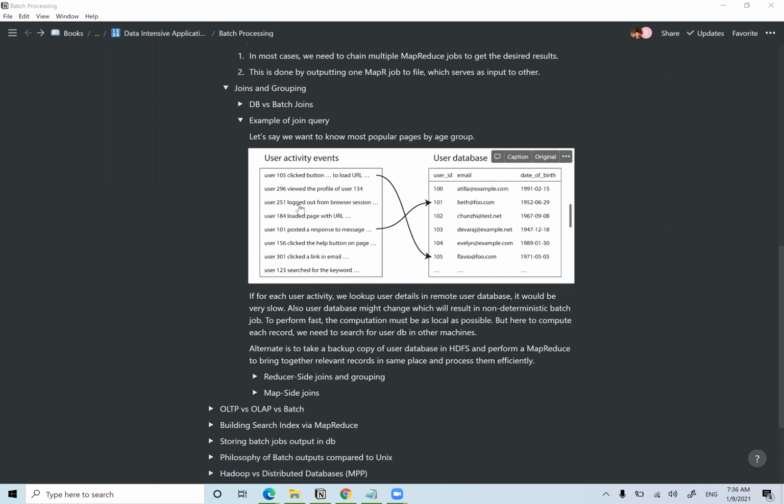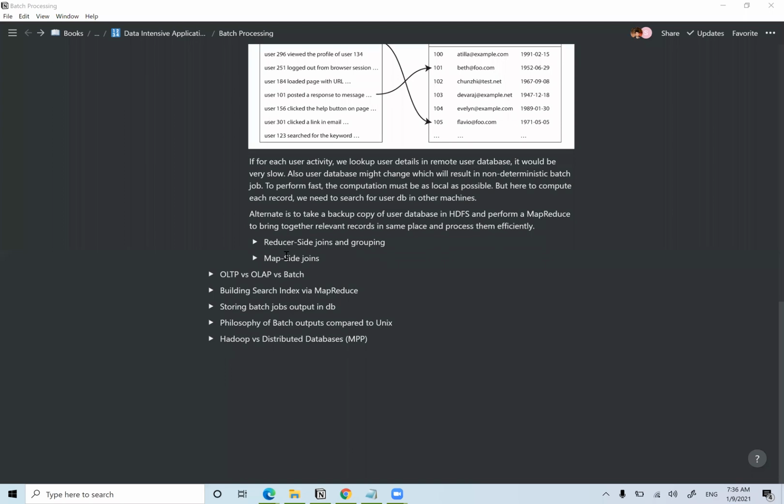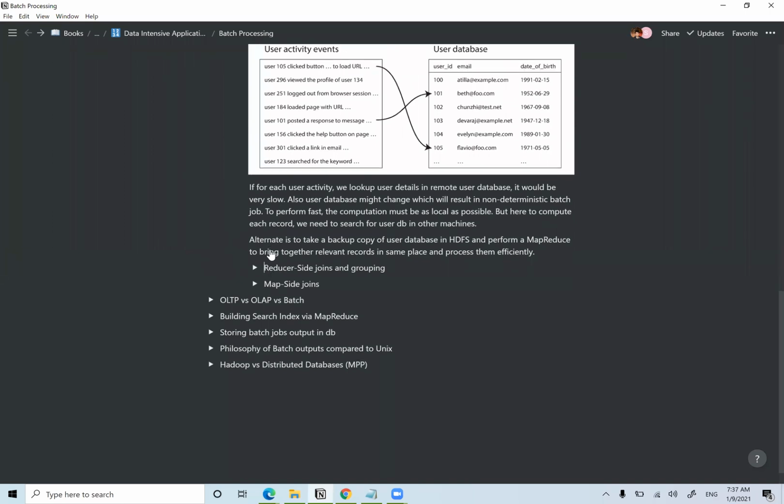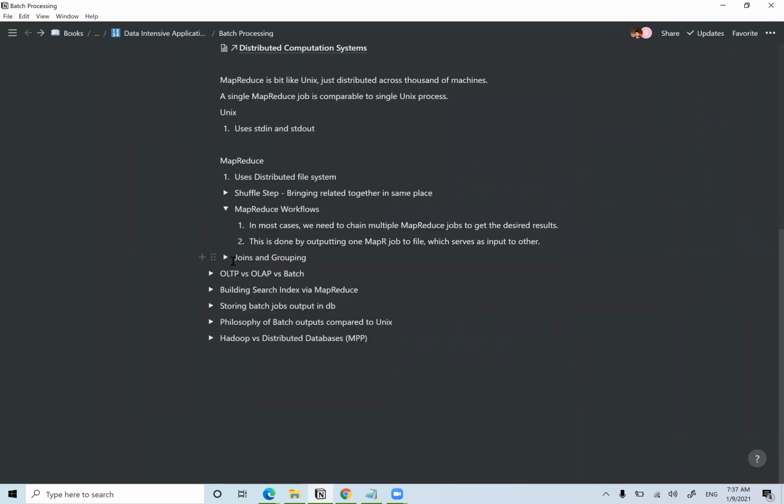Since we know MapReduce has a map step and a reduce step, now joining happens in various ways and various algorithms of joining. Either the joining happens on the reducer side, or the joining could happen on the mapper side, right? And we will discuss how these algorithms are different, and when we could use one over the other, right? So that would be the joins and grouping.